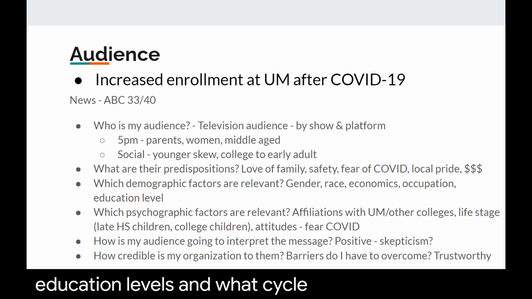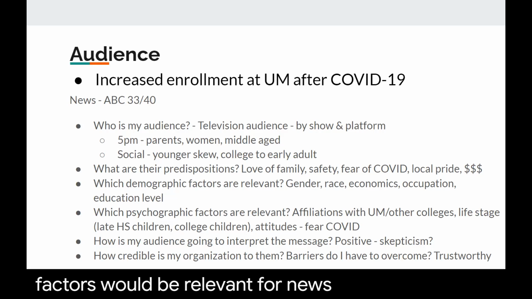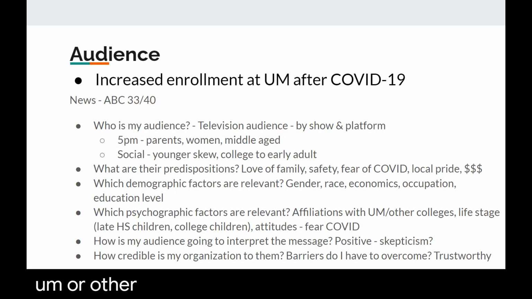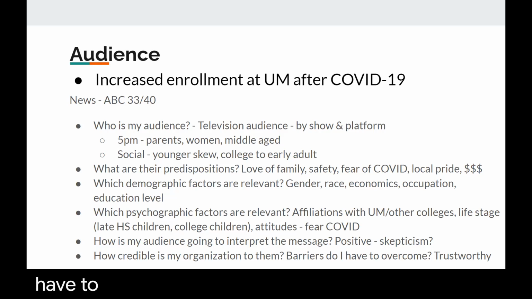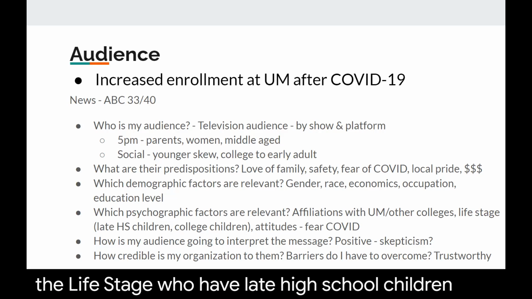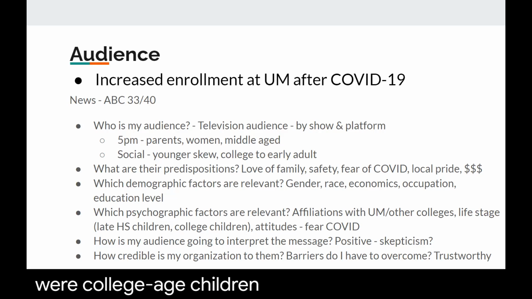And what psychographic factors would be relevant for news? Well, affiliation with Montevallo or other local colleges would be important to consider. So again, you don't want to bash the University of Alabama because we know we have UA alums in the audience. So you kind of have to temper that pride with pride for other universities locally. You're going to want to really target audience members who are in the life stage where they have late high school children or college age children, and those that have attitudes of fear of COVID, but also wanting to return to normal life.